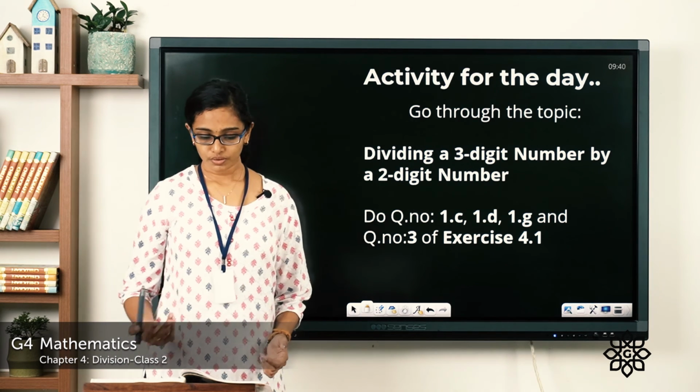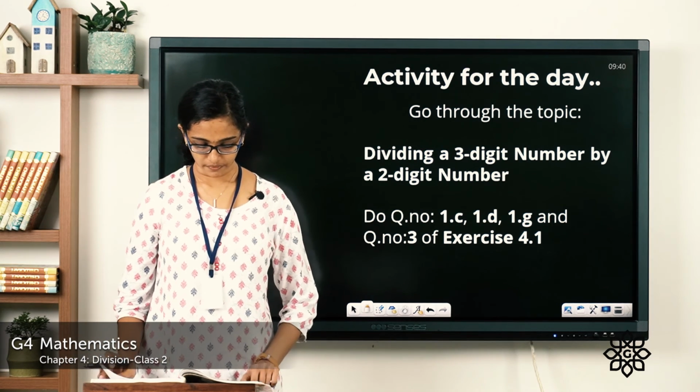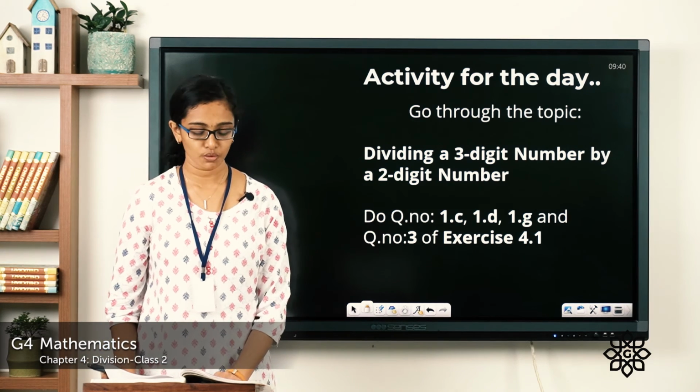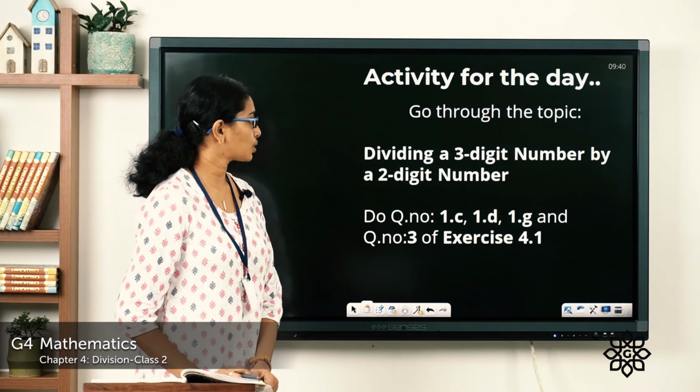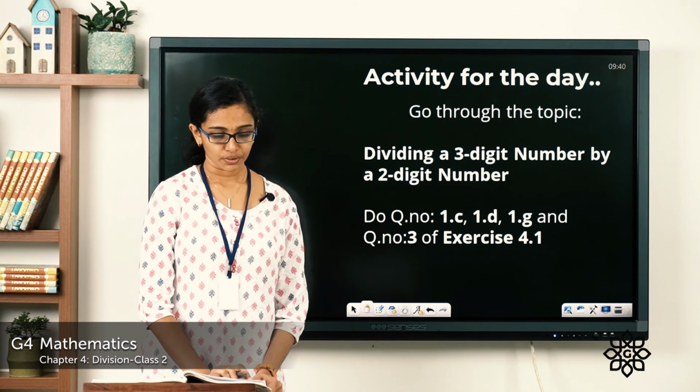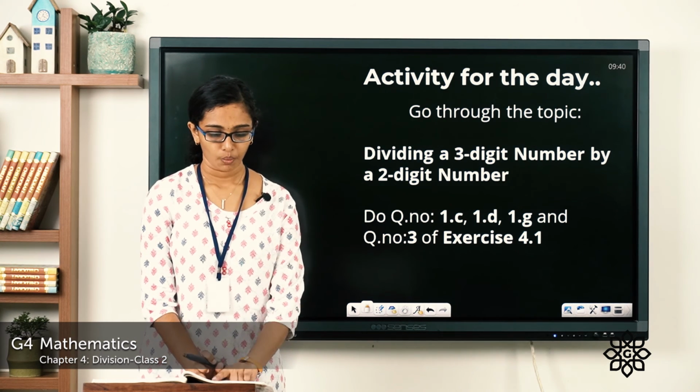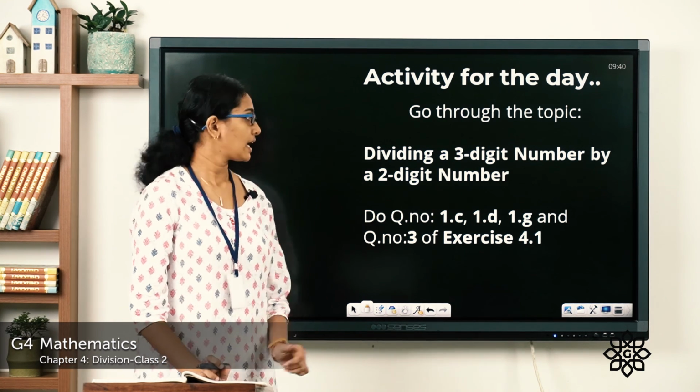Now you have to go through the topic in page number 52 and 53 of your textbook. Once you are done with that, you have to proceed to exercise 4.1 in your textbook. You have to do questions 1C, 1D, 1G and also the question number 3.